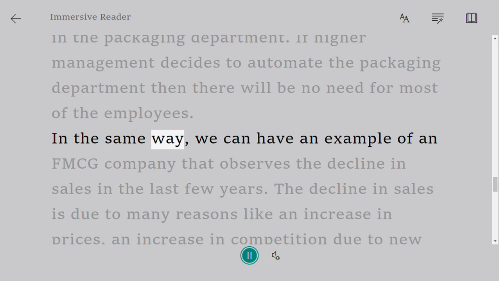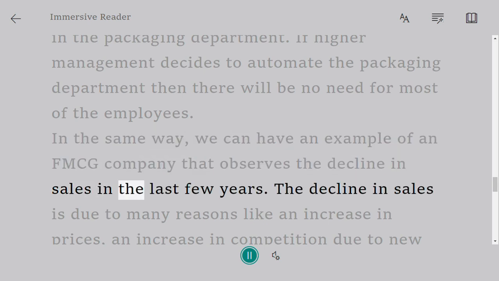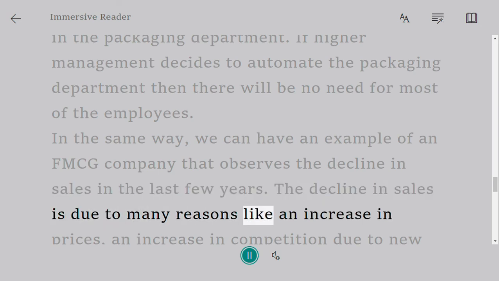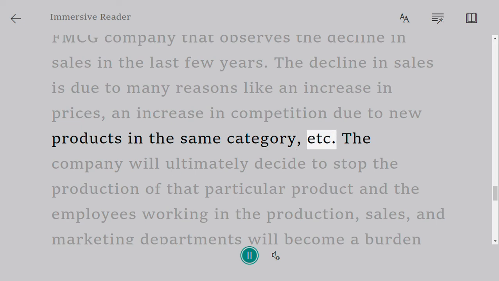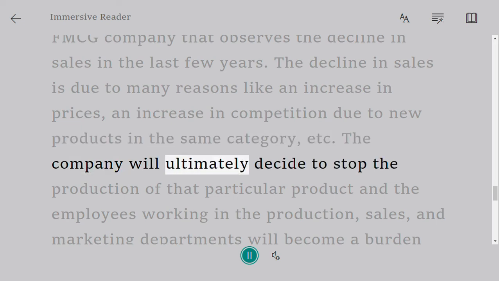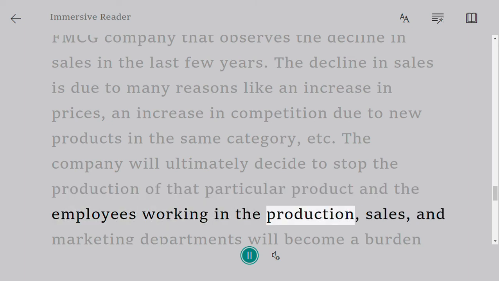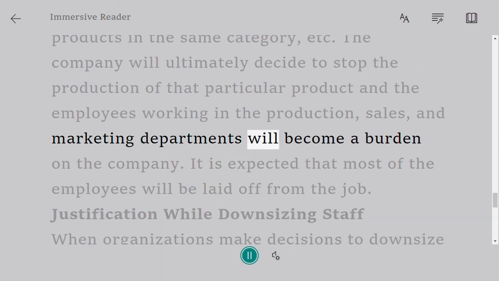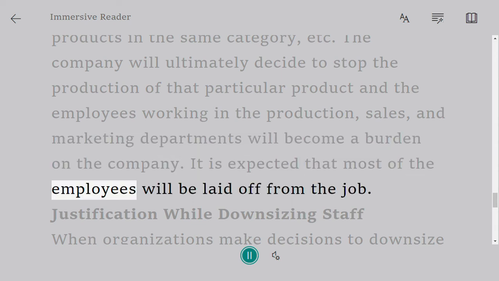In the same way, we can have an example of an FMCG company that observes a decline in sales in the last few years. The decline in sales is due to many reasons, like an increase in prices, an increase in competition due to new products in the same category, etc. The company will ultimately decide to stop the production of that particular product, and the employees working in the production, sales, and marketing departments will become a burden on the company. It is expected that most of the employees will be laid off from the job.